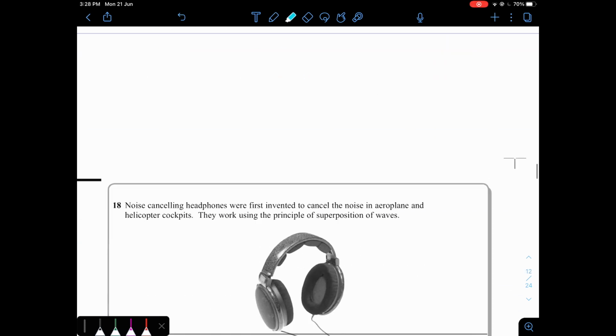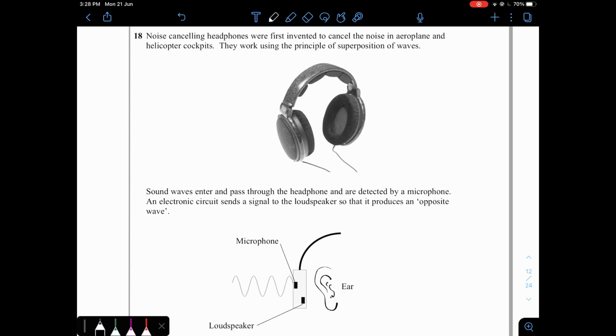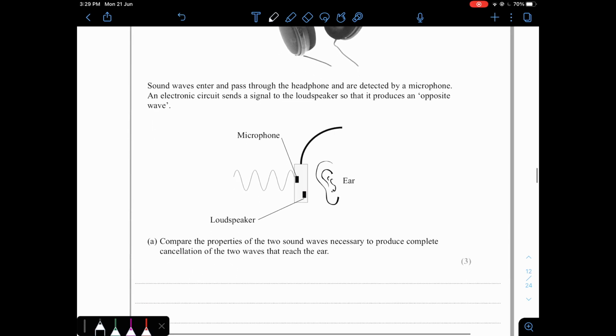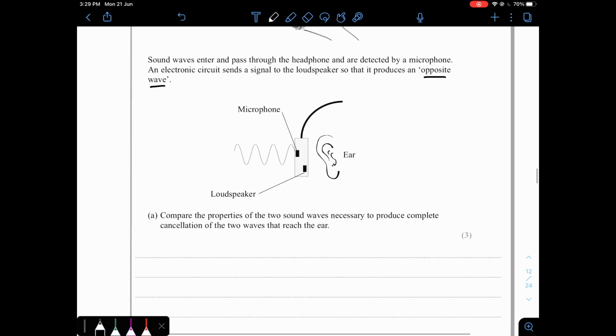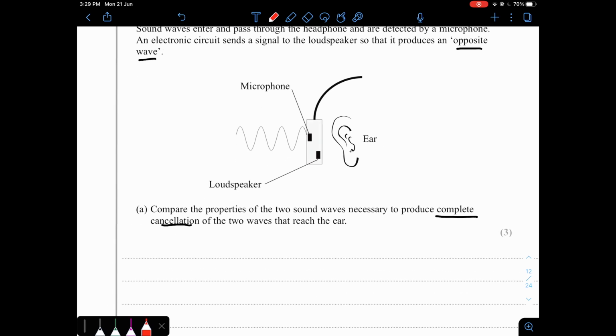Okay, so question number 18. Noise cancelling headphones were invented to cancel the noise in airplane and helicopter cockpits. They work using the principle of superposition of waves. So sound waves enter and pass through the headphone and are detected by a microphone, and then it produces an opposite wave. Compare the properties of the 2 sound waves that are necessary to produce complete cancellation. So the wave should be what? It should be the exact same wave but in antiphase, right? It must be out of phase. So the wave should counteract.